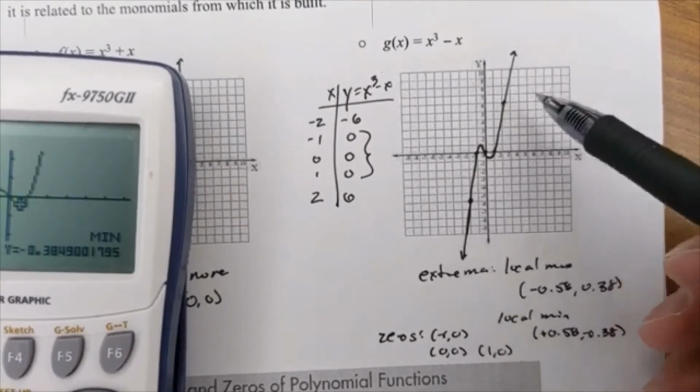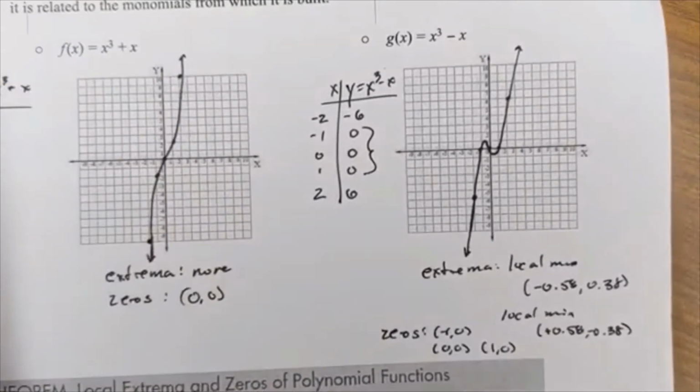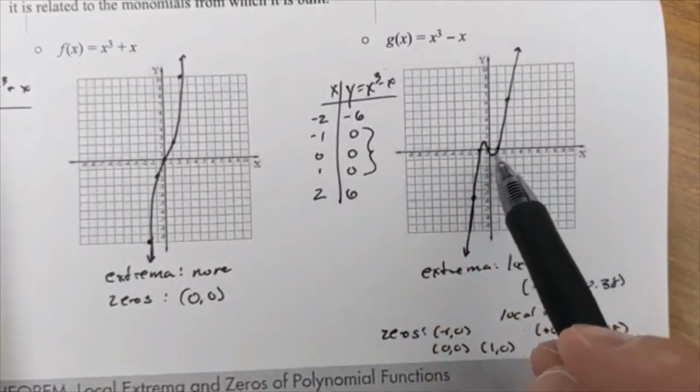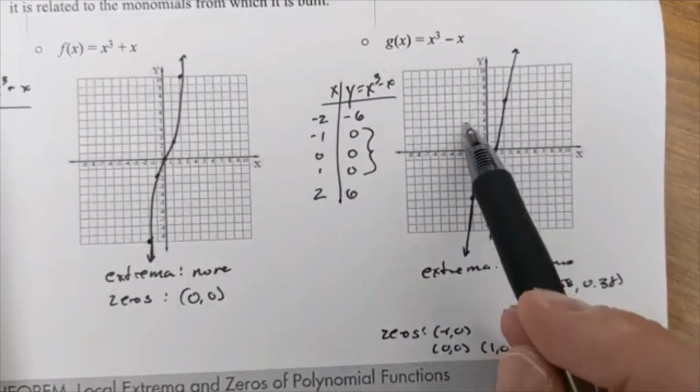Related to the monomials from which it's built, so similar pattern. As I move away from the origin, it looks like x cubed, but close to the origin, it looks like -x. It's slanting down to the right.